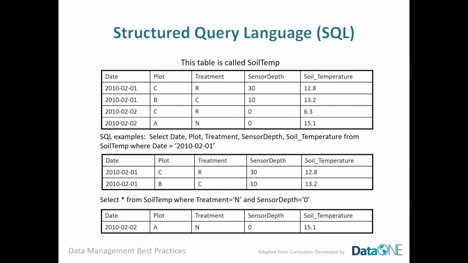The second select statement returns all records from the table soil temp, where treatment is in and sensor depth is 0. From this example, you can get a sense of how easy SQL is to use to subset data within the tables based on specific criteria. This is only very simple SQL. There is much, much more that can be done with it.